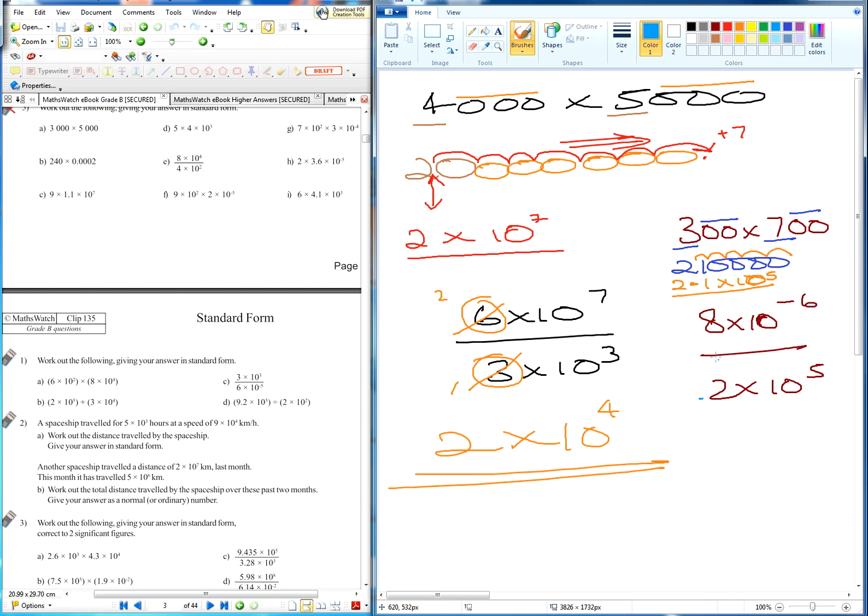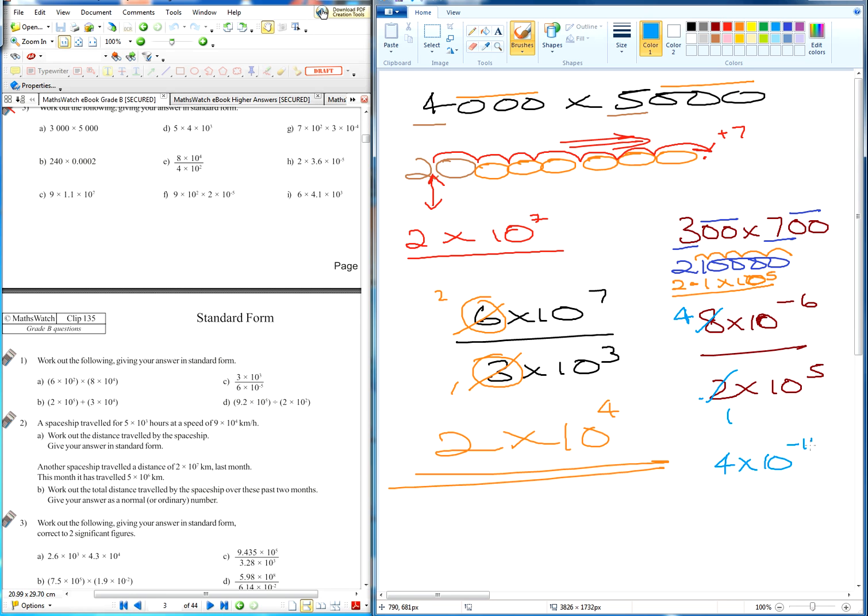Okay, now, the next question. 8 and 2, they will both cancel by 2. So, 10 to the minus 6 divided by 10 to the 5, what does it become? Minus 6 minus the 5 will give us? 4 times 10 to the minus 11, lovely. So that'll give you 4. Well done, Saf, excellent.